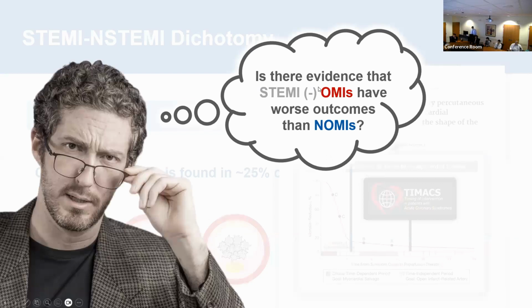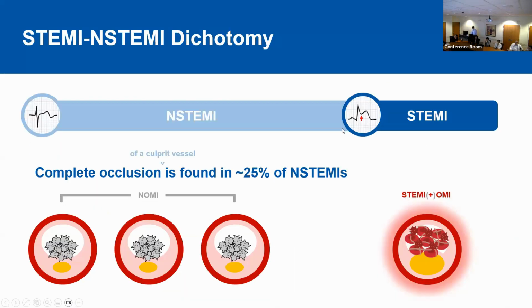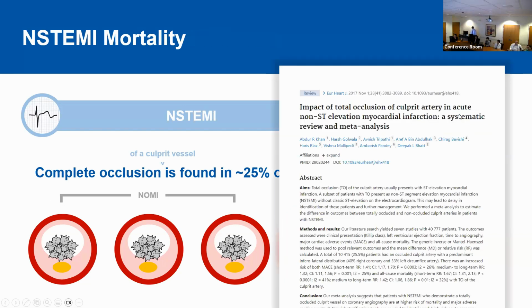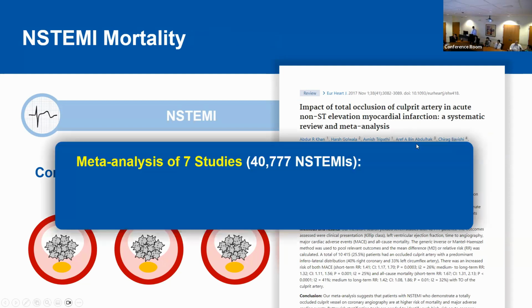So now you might be wondering, is there any evidence that STEMI-negative OMIs have worse outcomes than their non-occluded counterparts? That is, again, if you're dealing with this acute, completely occluded thrombotic lesion, but it doesn't have significant ST segment elevation, do we have data to suggest that we should really be comfortable treating all these guys the same? And for some insight into that, we can turn to a 2017 meta-analysis published by Dr. Bott and his colleagues.